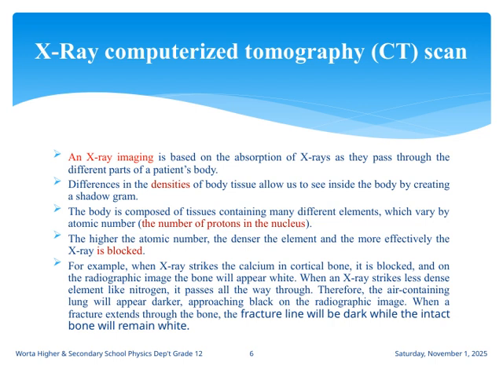Now, the body is made up of many tissues containing different elements. These elements differ by their atomic number, which is the number of protons in the nucleus. The key point here is that the higher the atomic number, the denser the element, and the more effectively it blocks X-rays. For example, when X-rays hit calcium in cortical bone, they are strongly absorbed or blocked, so the bone appears white on the radiograph.